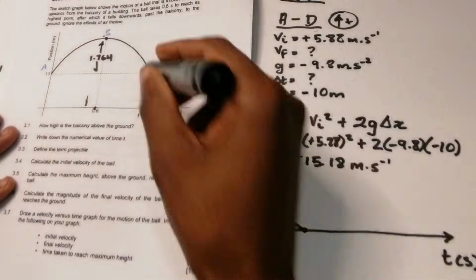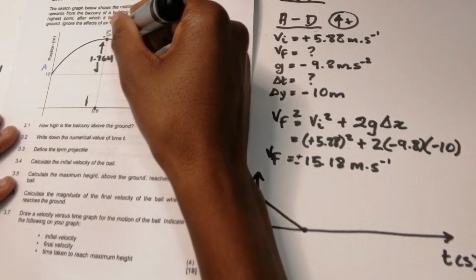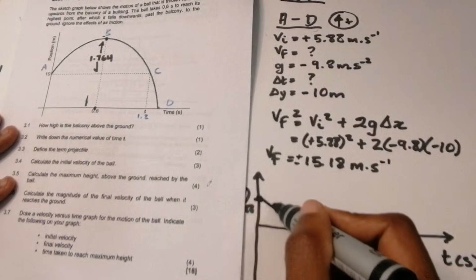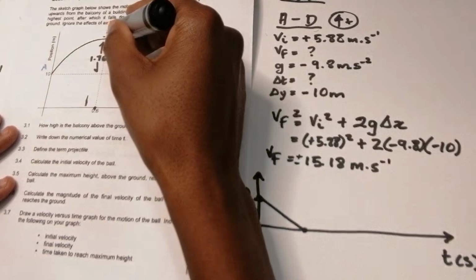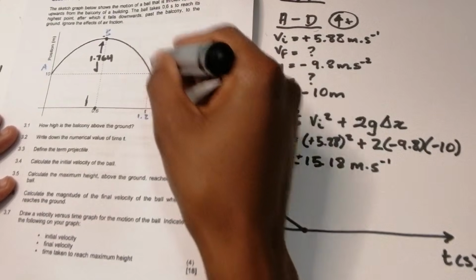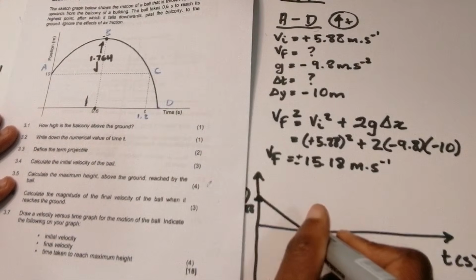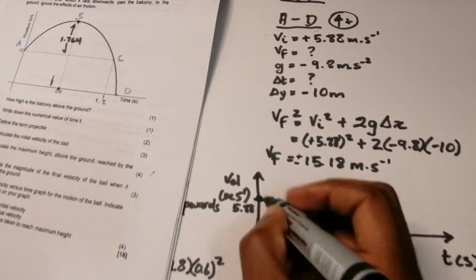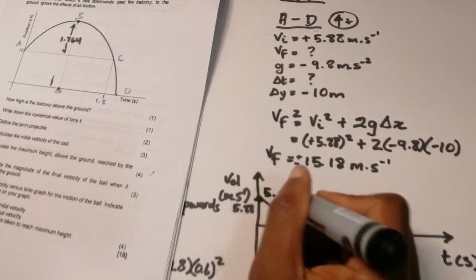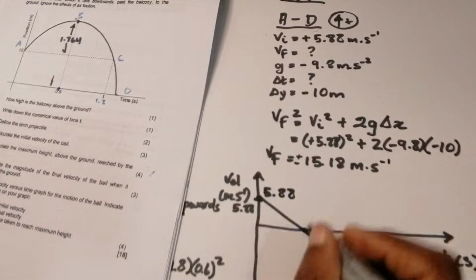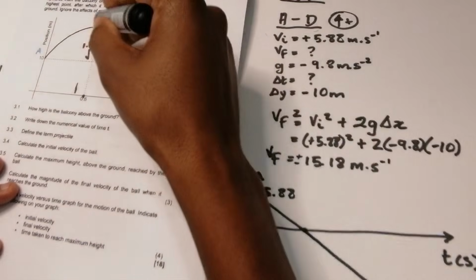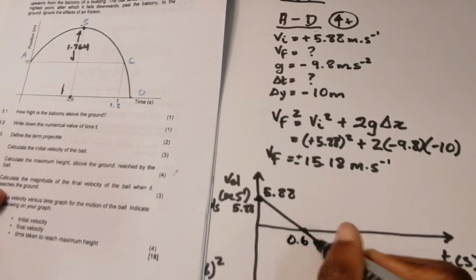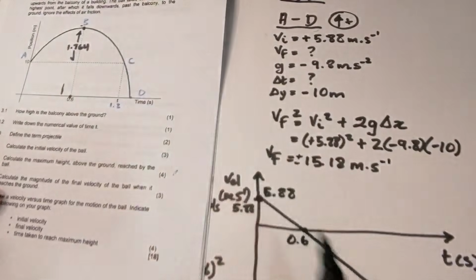Right? And then what happened? Then it started going down. So it was positive all along, and it got to 0. Okay, and then the velocity now starts increasing, but in the negative direction. So in this case, you're going to have a graph that looks something like that. Now remember, we said this value here is 5.88. This is when it actually reached the maximum height. This is 0.6. This is this point there.